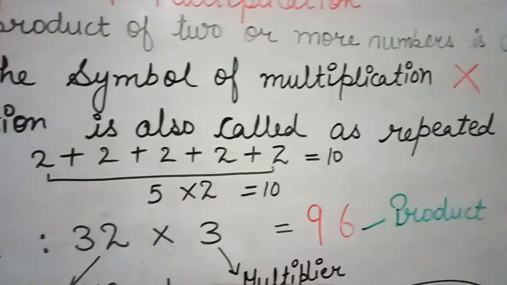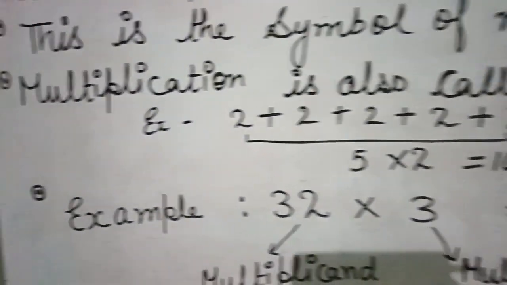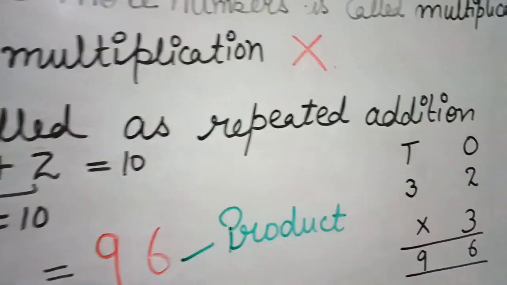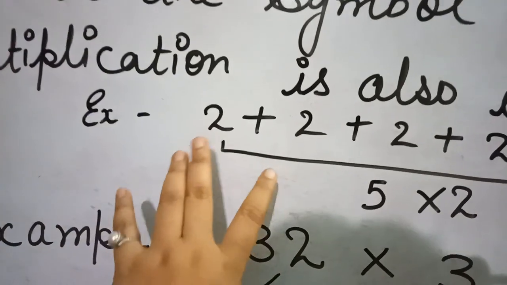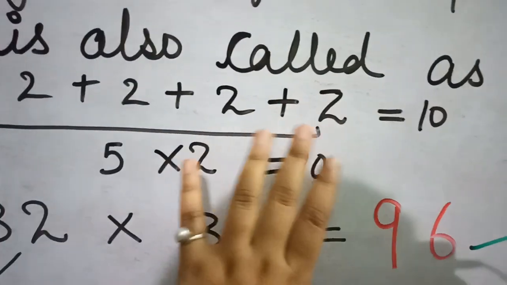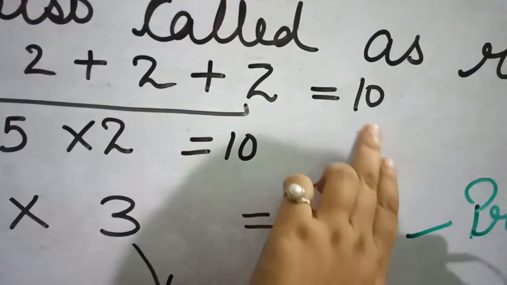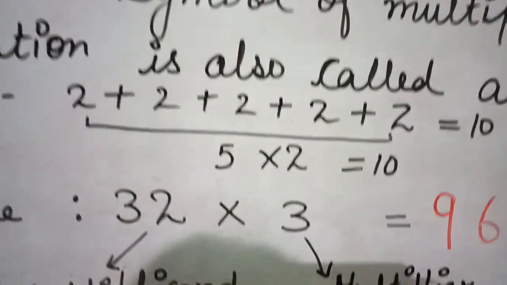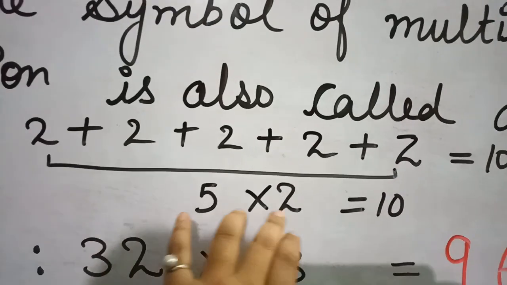Multiplication is also called repeated addition. What I just said, multiplication is also called repeated addition. How? There is an example for you. Here we have 2 plus 2 plus 2 plus 2 plus 2, five 2s, and when we add these we get 10. In the same manner, when we do the multiplication, we get 5 multiply 2.